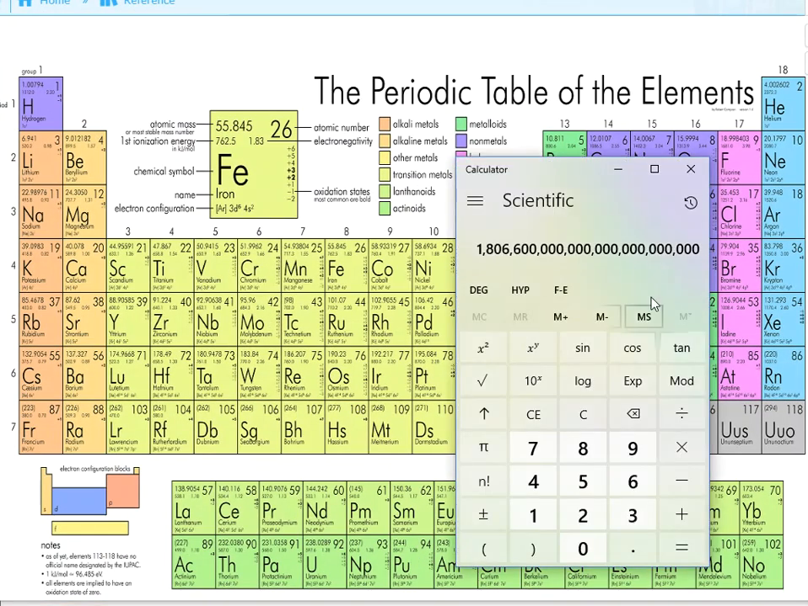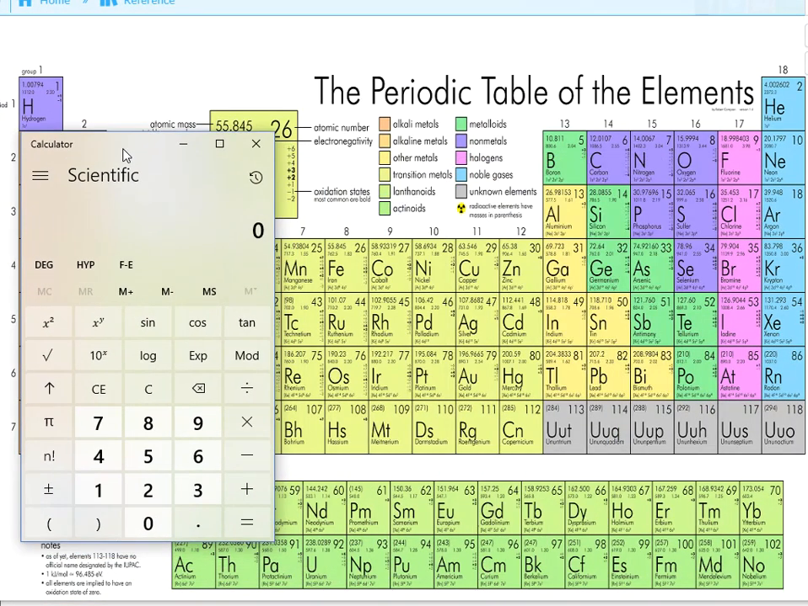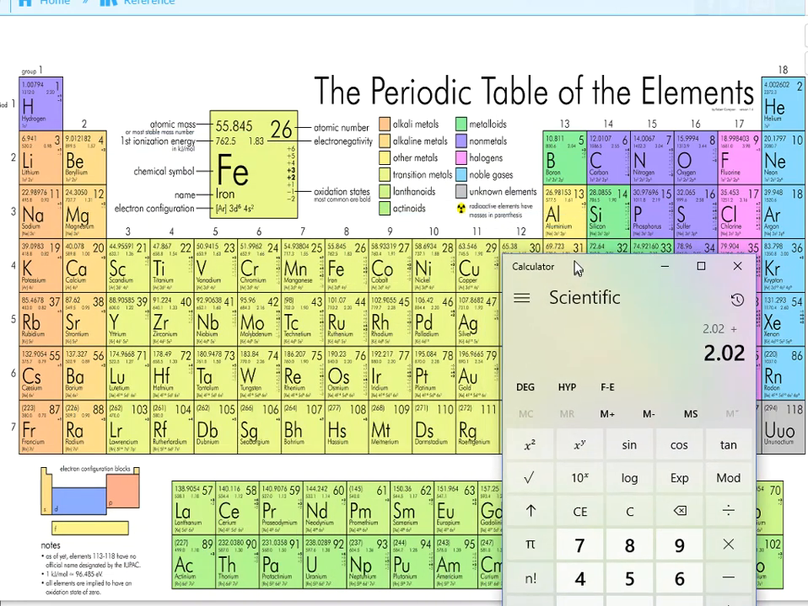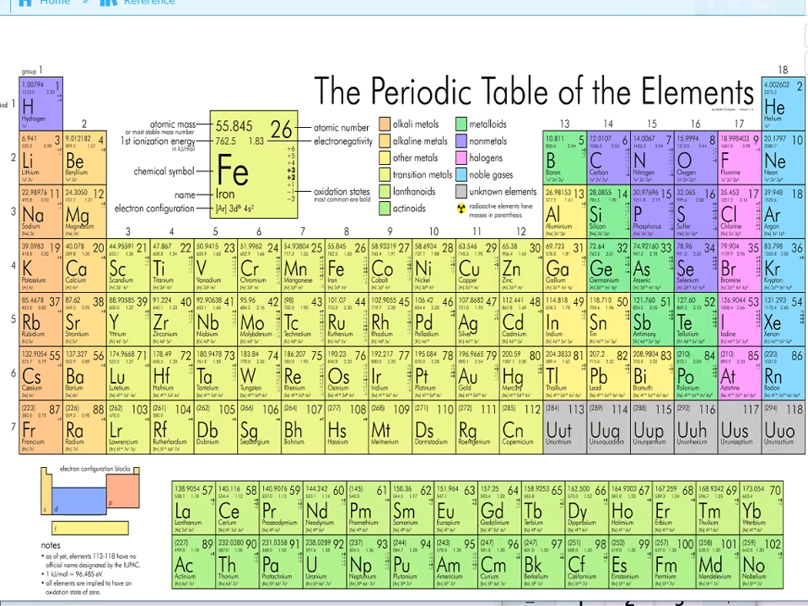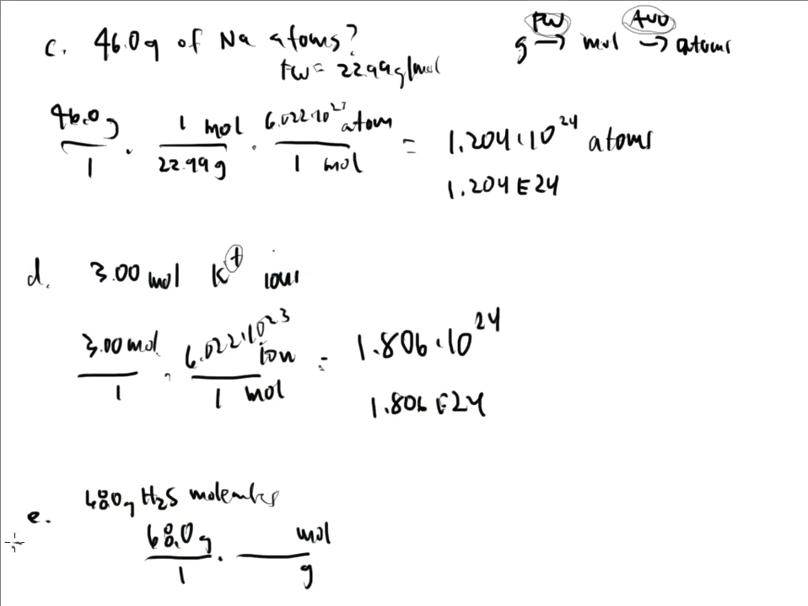So I'll pull up the periodic table. H is 1.01, and there's 2 of them. So 1.01, here, let me clear that out. 1.01 times 2. And sulfur is going to be 32.07. So there's the formula weight for H2S, 34.09. So down here, I'm going to write formula weight is 34.09 gram per mole. So over here to the side, 34.09 gram per 1 mole.